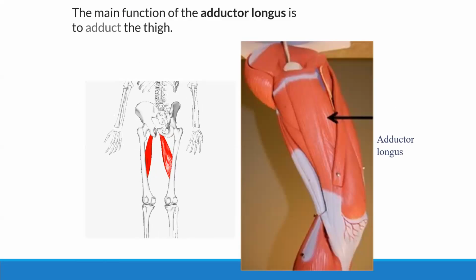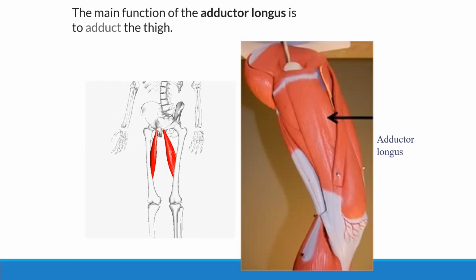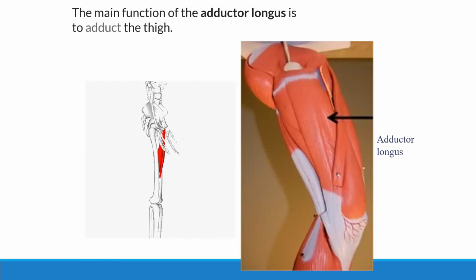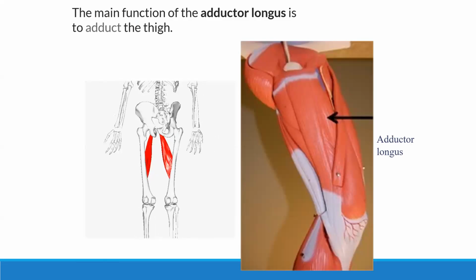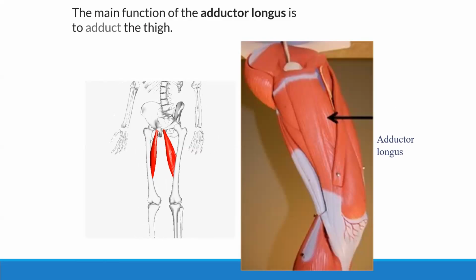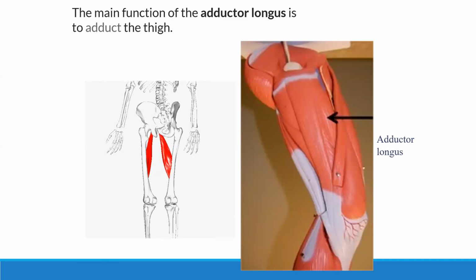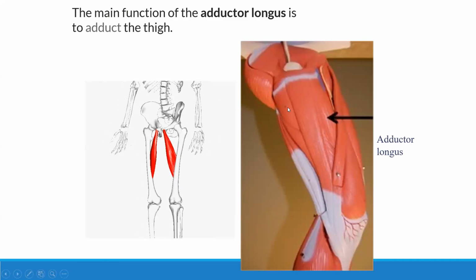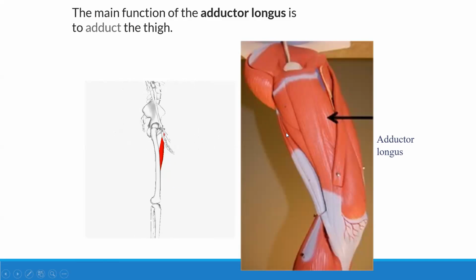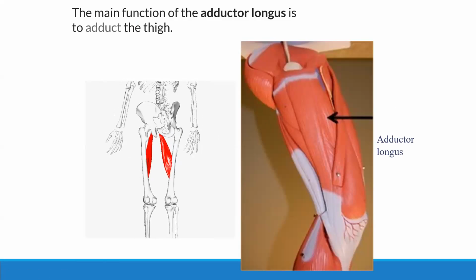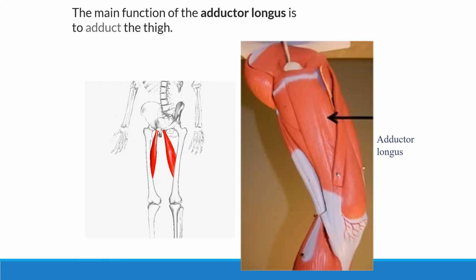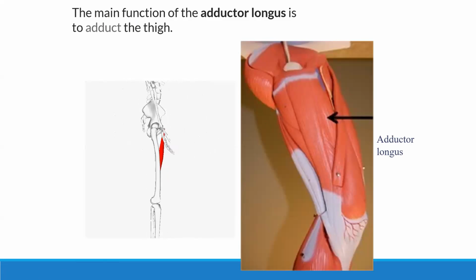The adductor longus, because it's called adductor, to adduct is to bring the muscle in closer to the midline. It's like an additive effect. So there's the adductor longus. And of course, over here is the adductor magnus. Both of these are designed to adduct the thigh, to pull the thigh in towards the midline.